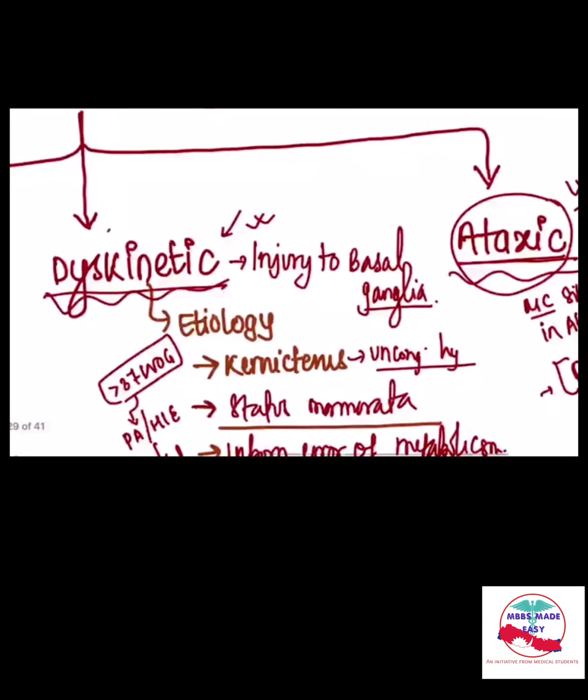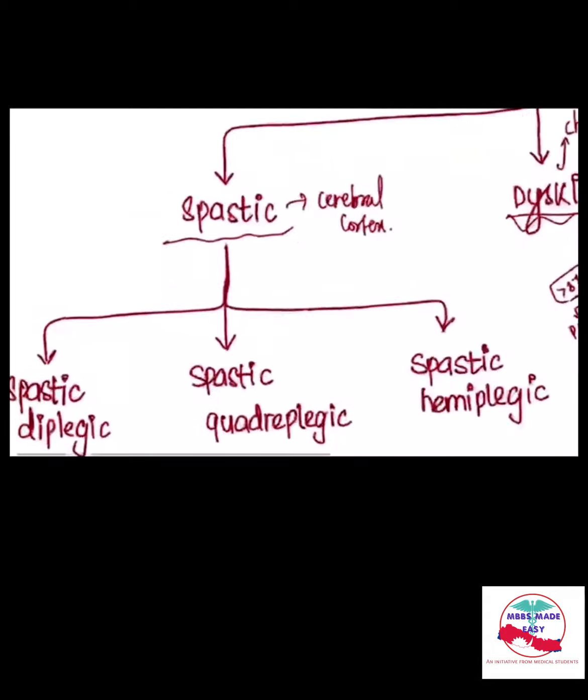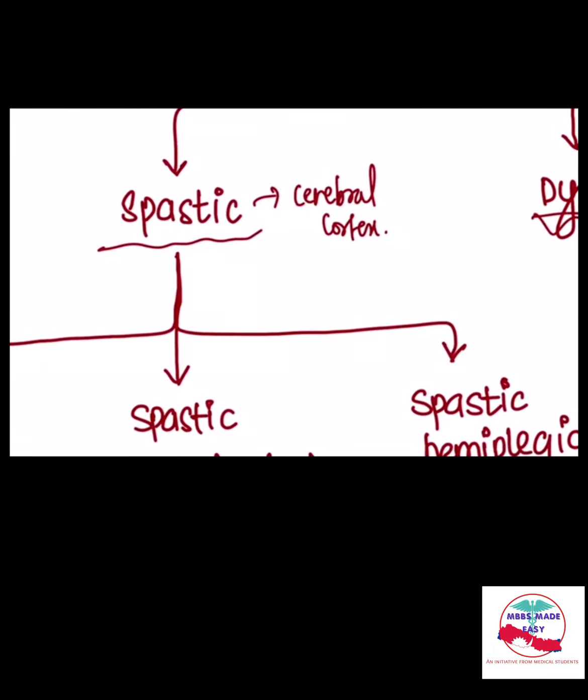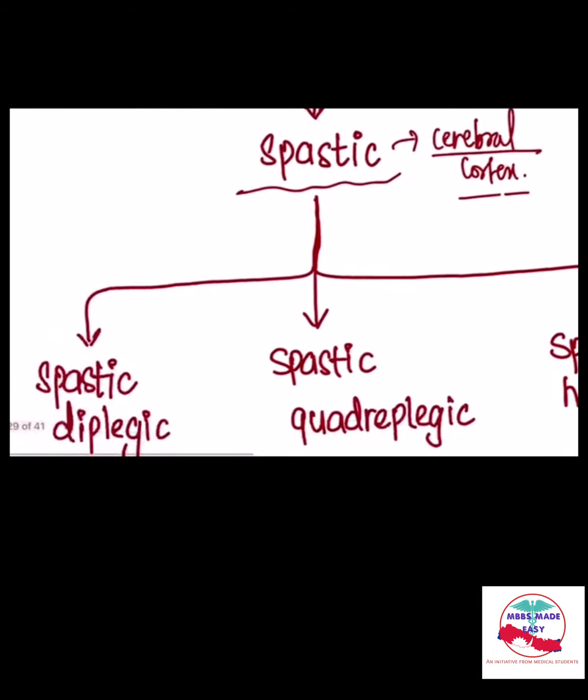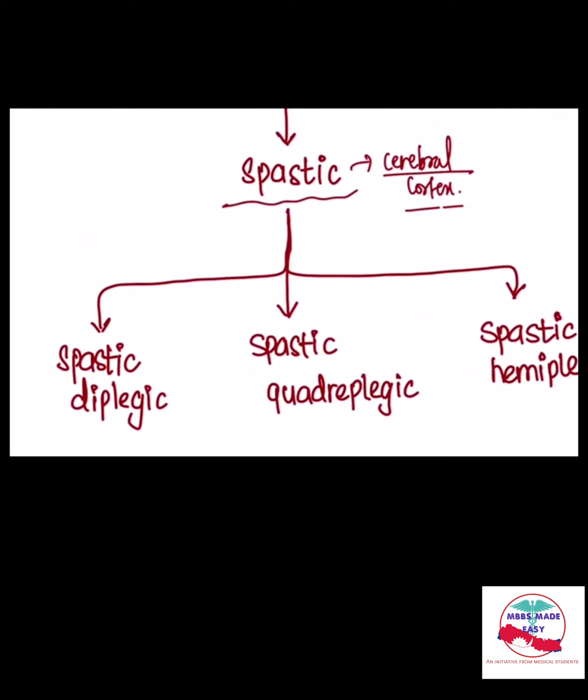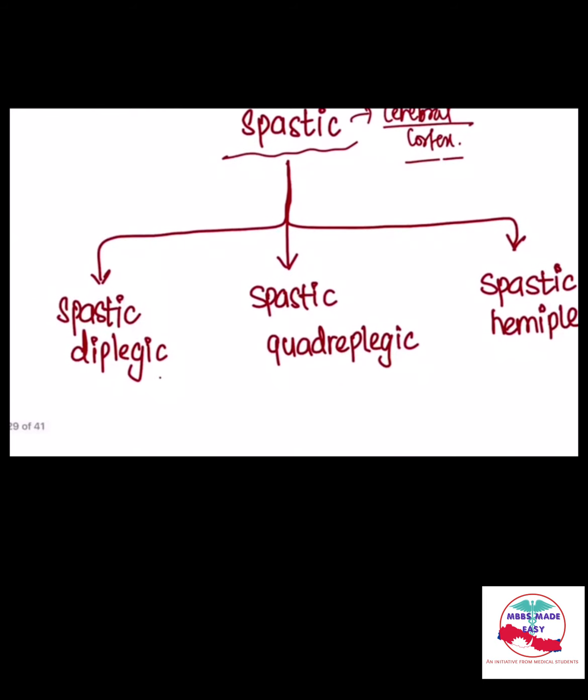So we have discussed ataxic cerebral palsy, and we discussed dyskinetic cerebral palsy. Dyskinetic type typically presents with chorea, athetosis, dystonia, hence it is also known as choreoathetoid cerebral palsy. And I already told you that if there is damage to the cerebral cortex, then it presents as a spastic type of disease. Depending upon which part of the cerebral cortex is damaged, spastic cerebral palsy can also be of three types: spastic diplegic, spastic quadriplegic, spastic hemiplegic.